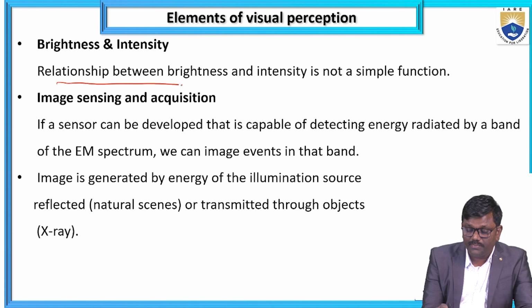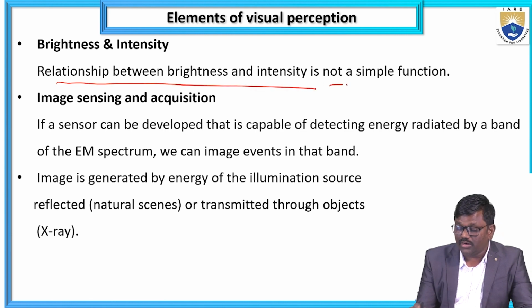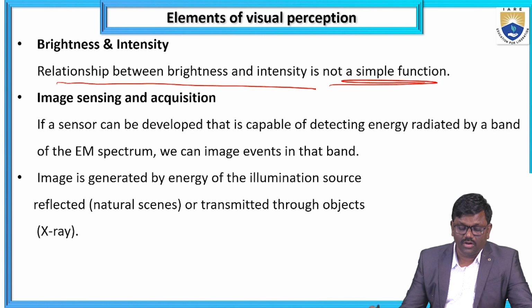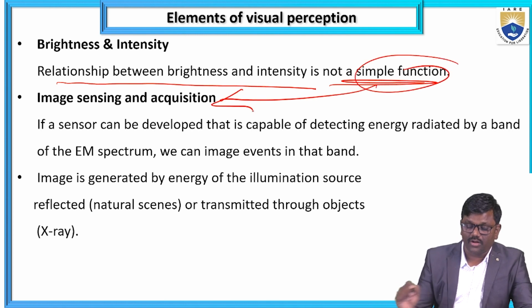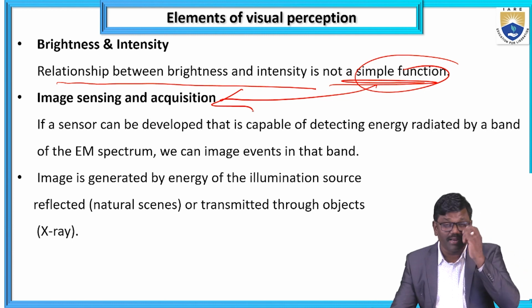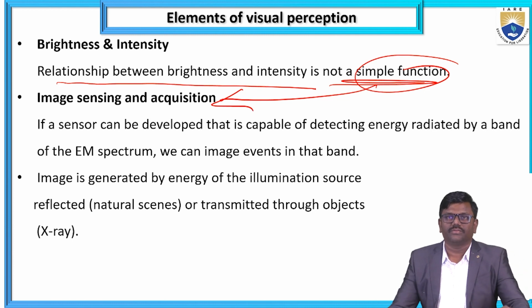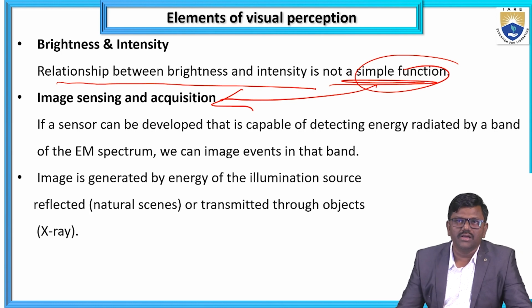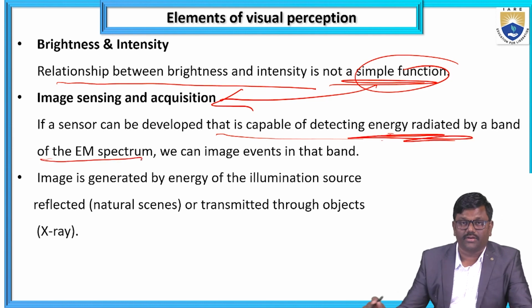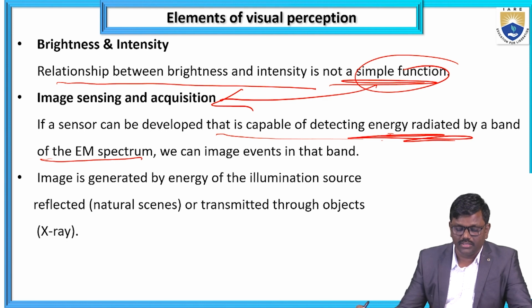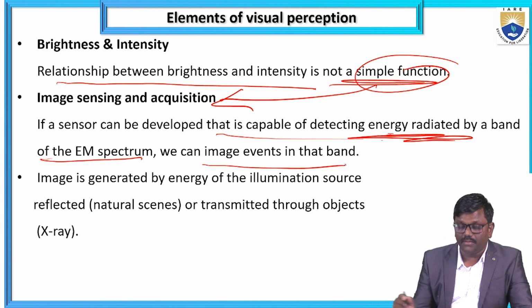The relationship between brightness and intensity is not a simple function. Okay. So if you want to connect this to understand it, right now we are defining another element of visual perception, that is image sensing and acquisition. What does sensing and acquisition mean? A sensor can be developed that is capable of detecting the energy radiated by a band of the EM spectrum. By a band of the EM spectrum, you can image events in that band.